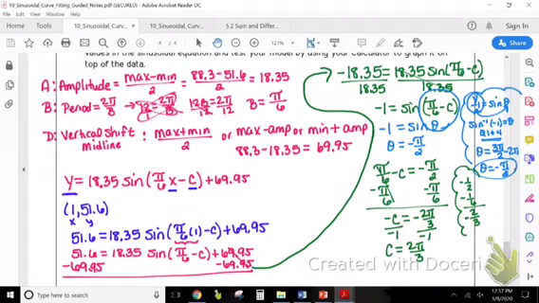Now can we write our equation? Yes. All right, so I'm going to do that here at the bottom. So f of x equals your a sine of pi over 6 x minus your c plus d.